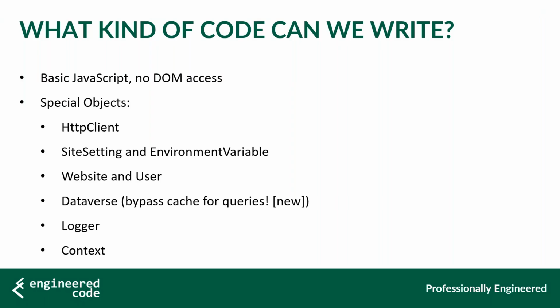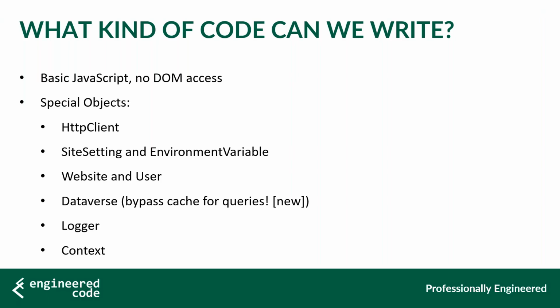The other big one, and this was new in the last couple of weeks, is the ability to bypass the cache for queries. So if you're doing a query to Dataverse and you want to get around the Power Pages cache, there's actually a parameter in the function call where you can turn it off and say, ignore the cache, don't query the cache for this, go right to Dataverse.